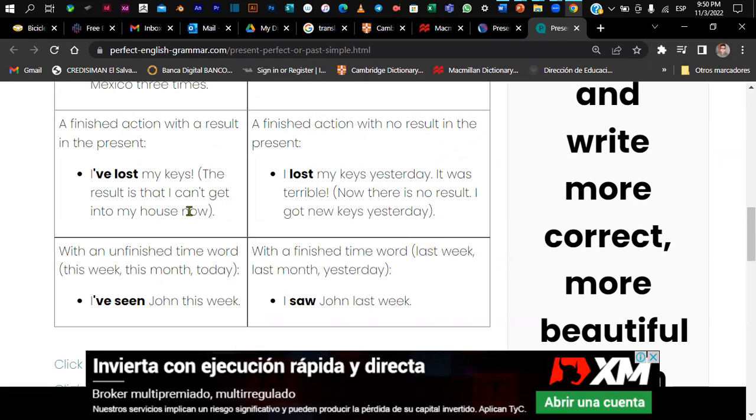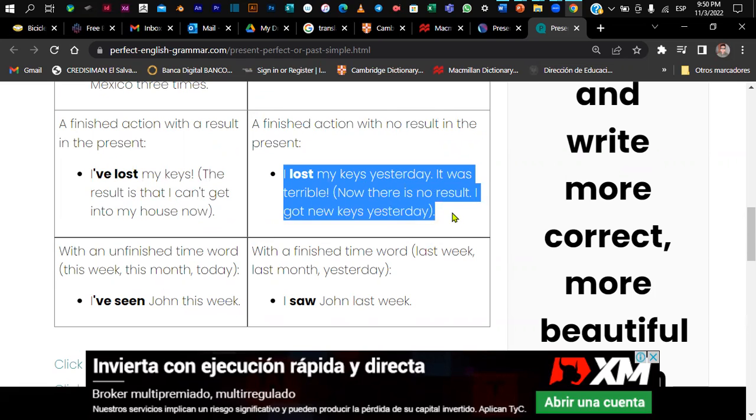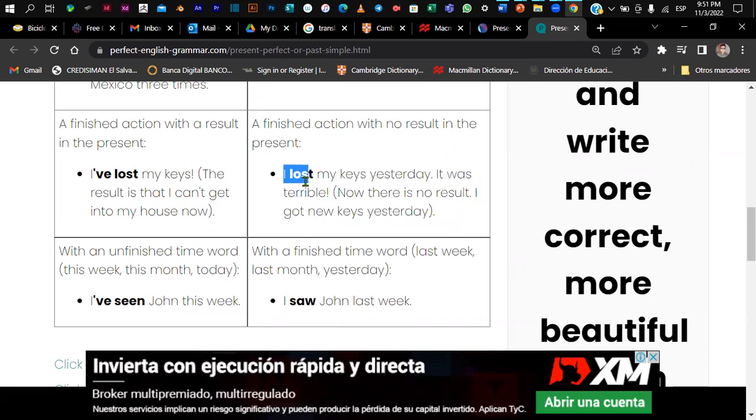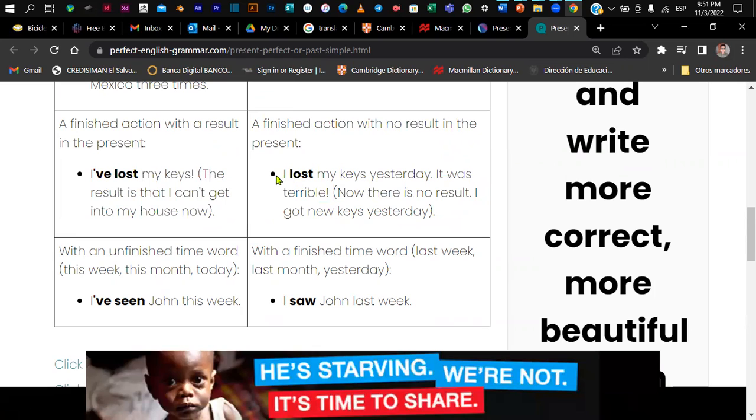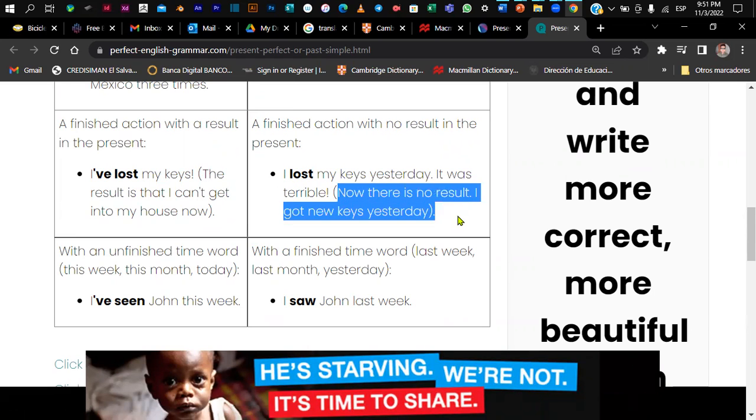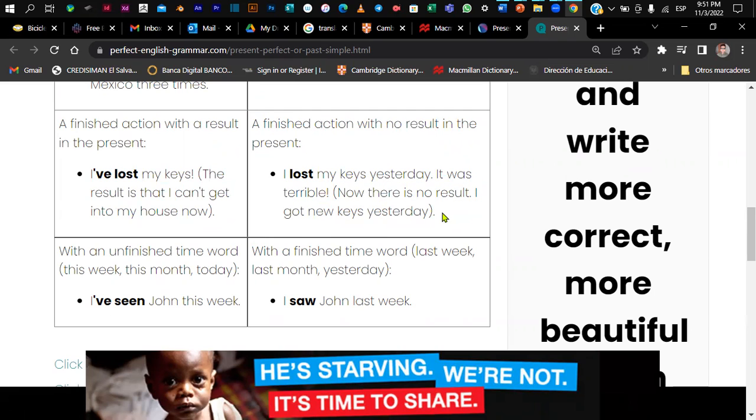Okay. In this one, you expect to find them. En esta espera encontrarlas, ¿sí o no? Yes. In this one, in this situation, no, right? Keys. You lost them and you don't know where. Los perdió y no se sabe dónde. Okay, and what was the result?